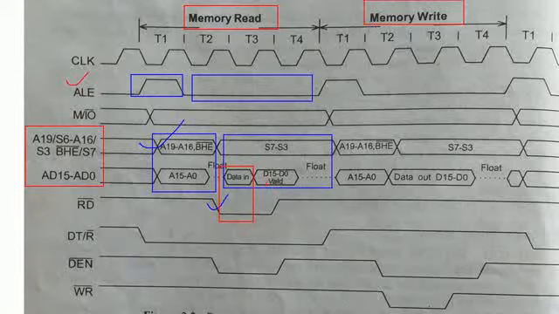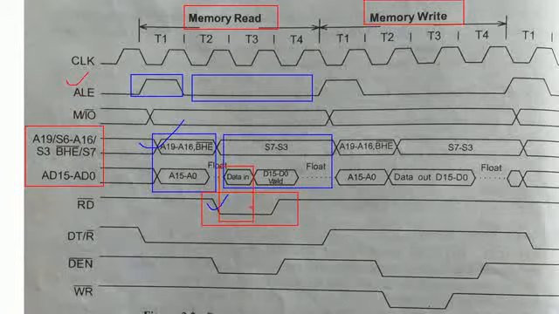For that, it is going to take some time. So that's why the read signal should be active low for some period of time, so that the memory device realizes the location, picks the value, and places the data on the data bus.